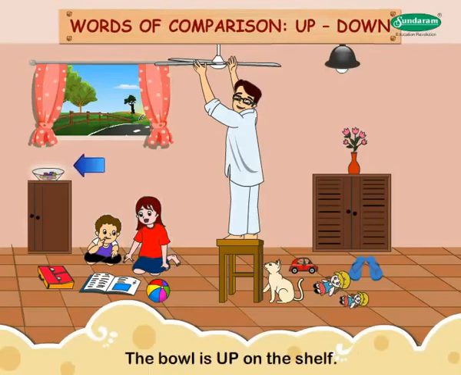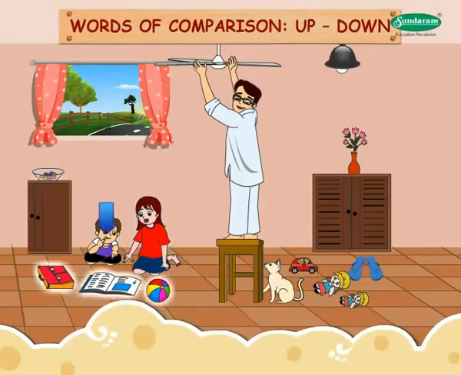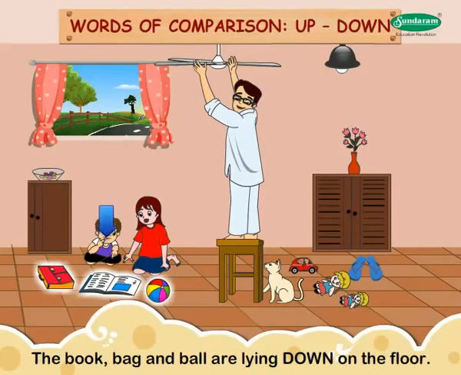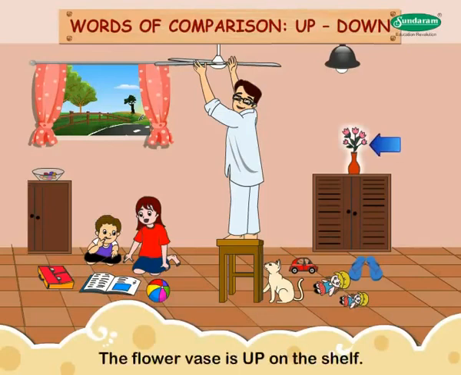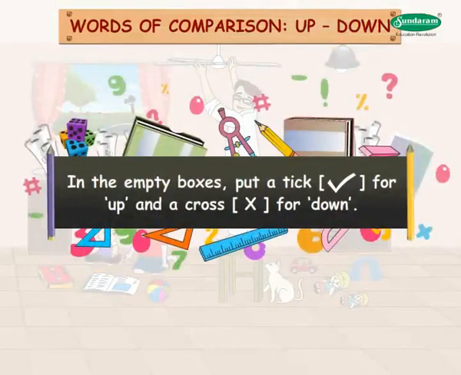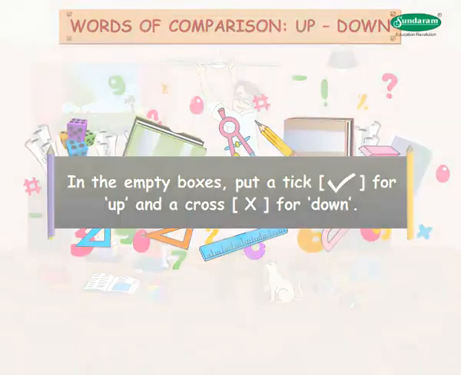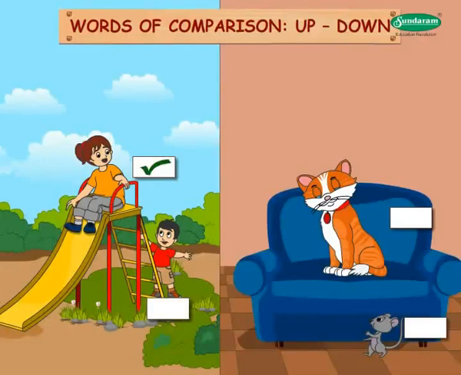The bowl is up on the shelf. The book, bag, and ball are lying down on the floor. The flower vase is up on the shelf. In the empty boxes, put a tick, correct, for up, and a cross, X, for down. Sheila is up. Rohan is down. The cat is up on the sofa. The mouse is down on the floor.